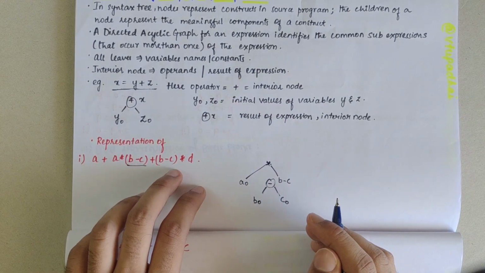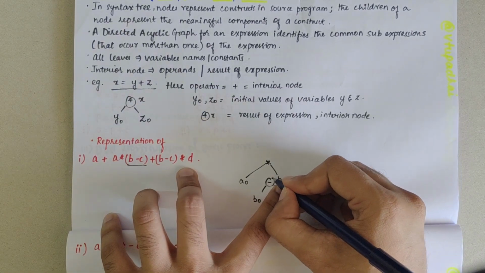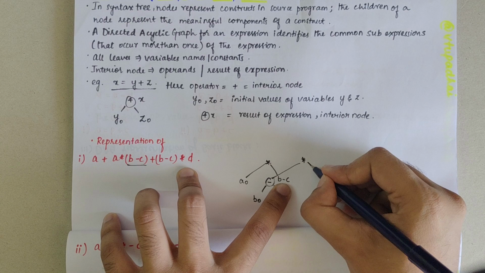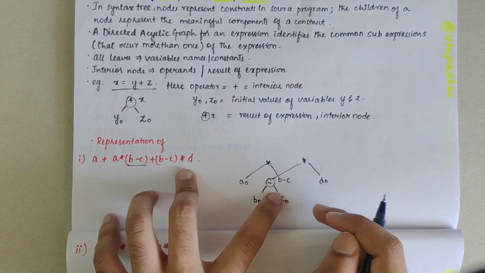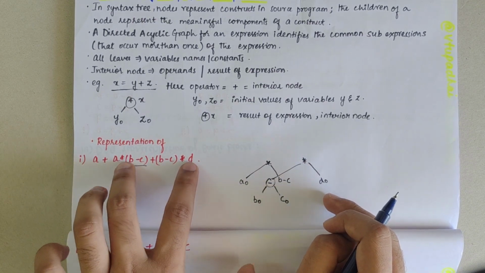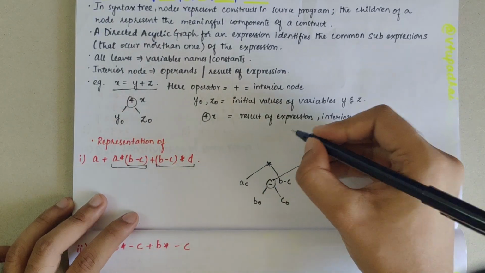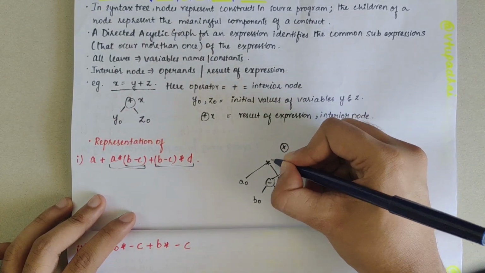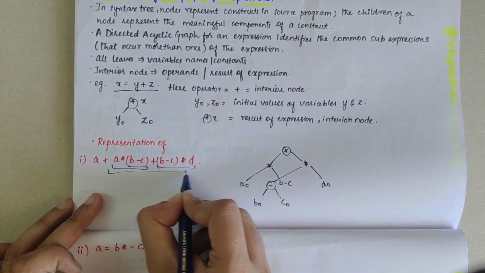Now on this side I have b minus c star d. So b minus c is here. I'll put a star, and here I'll write d naught. So here I have obtained b minus c star d naught. Now I have obtained these two, this expression and this expression. Now I'll add them here with the plus operator. I have added these two, so I got this entire thing.